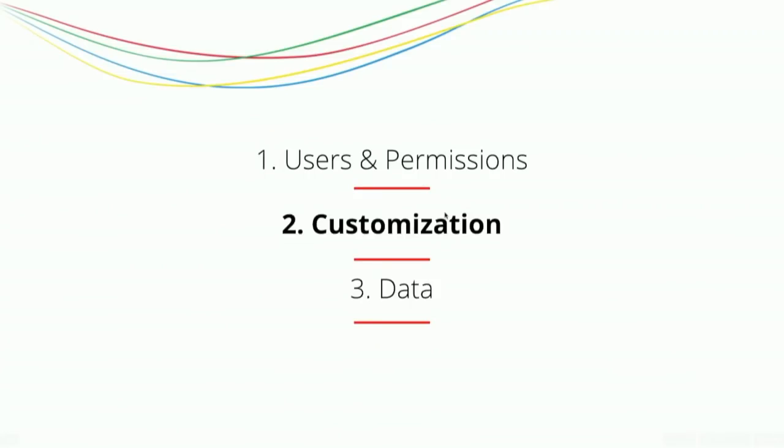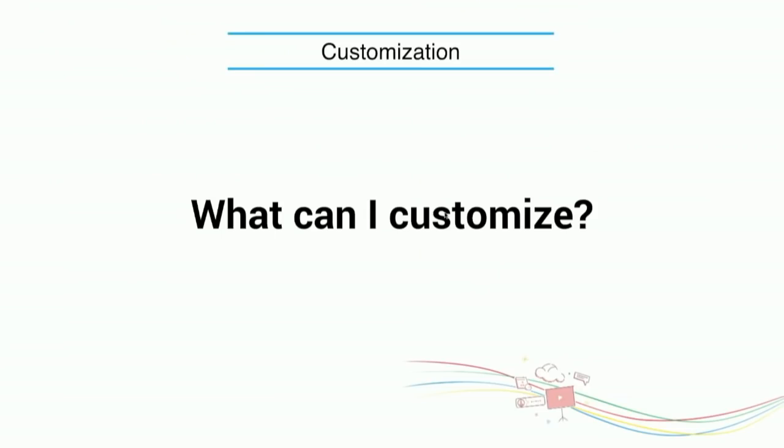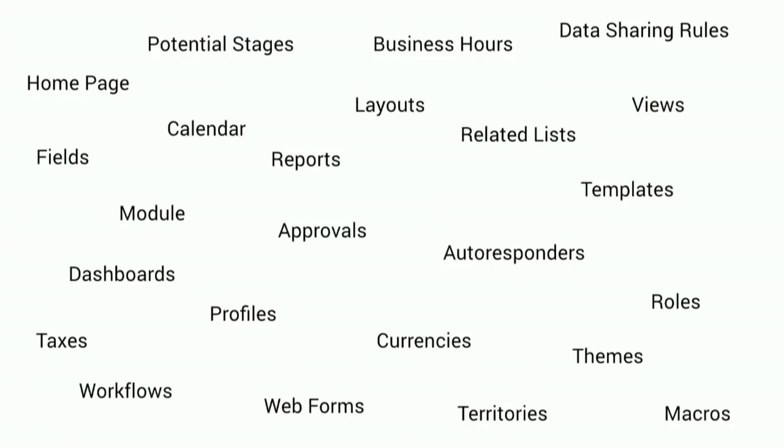So the next thing we'll get into is customization. This is usually the next piece that people will go into when they're setting up their account. Now, what can you customize inside Zoho CRM? And the answer is a lot of stuff. This slide is meant to be a little bit of a cluster as far as what all's on there. All of these things are customizable.